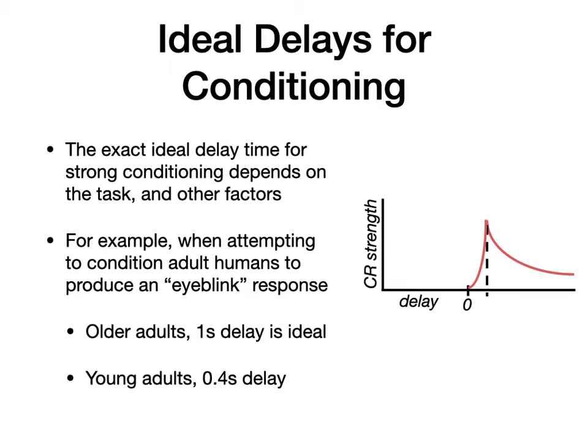The exact delay time is going to depend on everything, right? Because some things are matters of milliseconds while other things are matters of minutes. But here's an example. When you're attempting to condition adult humans to produce an eye blink response, in older adults, a 1 second delay is ideal. In younger adults, a 0.4 second delay is ideal. So there's this delay period where if you wait too long, it's not ideal, and if you go too quickly, it's not useful.